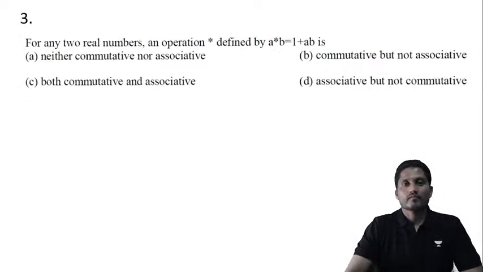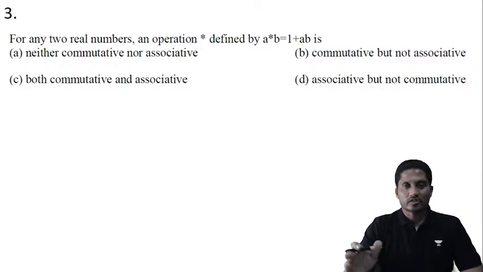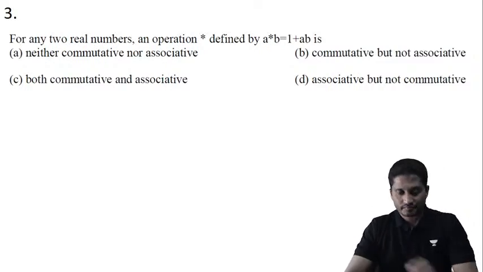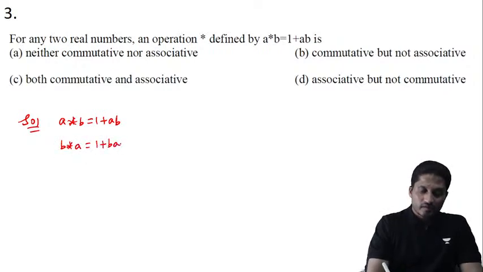Okay, let's move to the next question. For any real numbers x and y, A star B is equal to 1 plus AB. I should check which of the following is true. It is given in the question that A star B is equal to 1 plus AB, right? A star B is 1 plus AB. B star A is equal to 1 plus BA. Obviously, A star B is equal to B star A. Star is commutative.